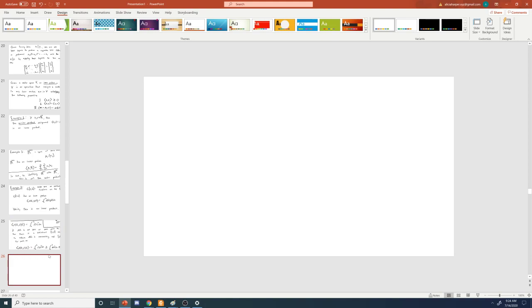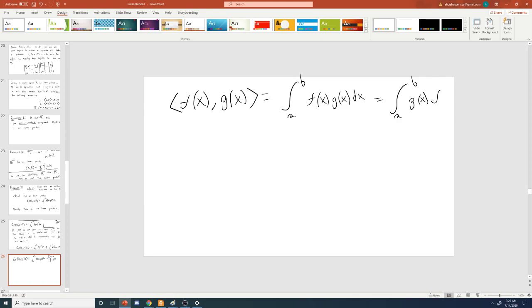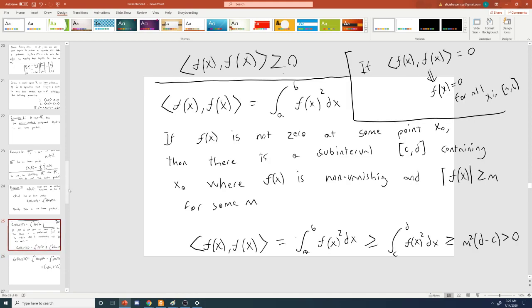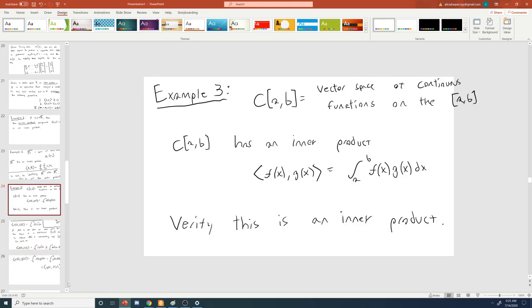The second property of an inner product is easier than this, because we can look at this. Well, this is defined to be the integral from a to b of f of x g of x dx, which, because multiplication of functions is commutative, is the same thing as the integral from a to b of g of x f of x dx, which of course is simply equal to the inner product of g and f. And so this verifies that this construction we've made is symmetric.